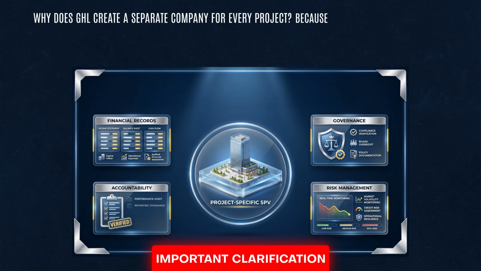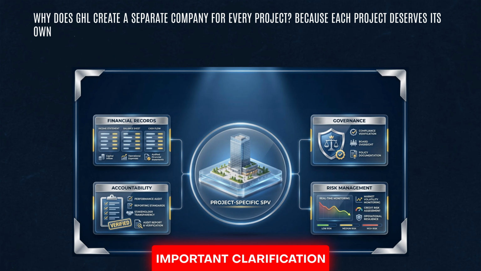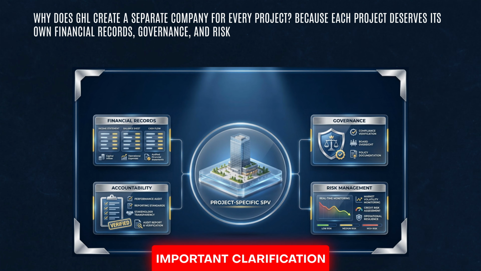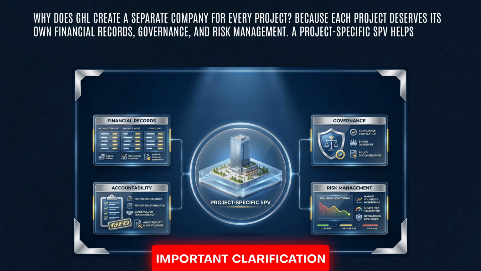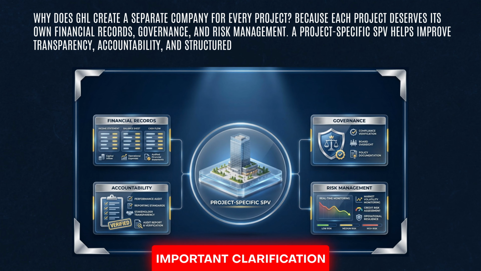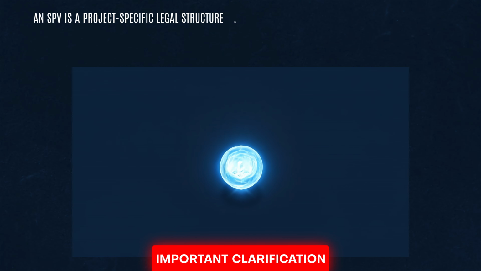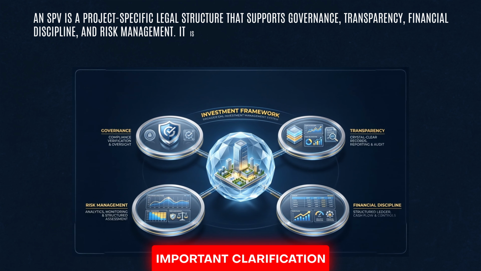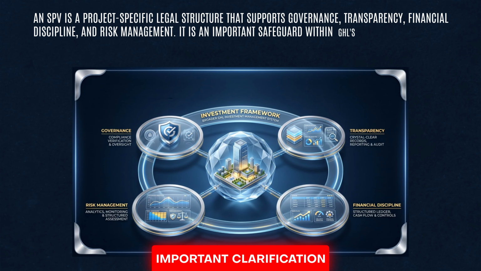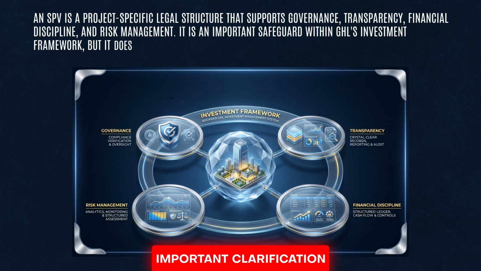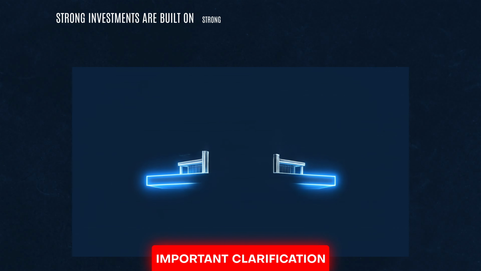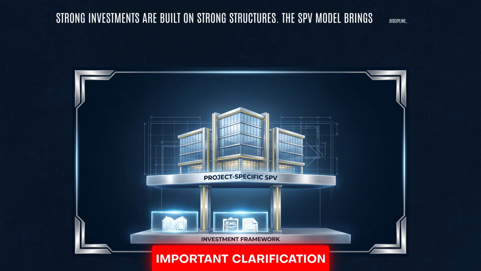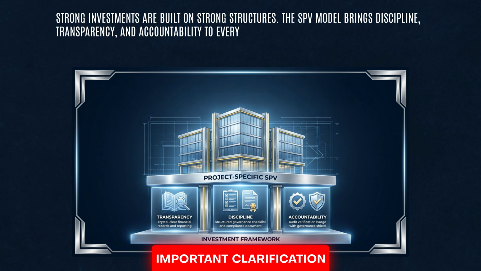Because each project deserves its own financial records, governance, and risk management. A project-specific SPV helps improve transparency, accountability, and structured investment management. An SPV is a project-specific legal structure that supports governance, transparency, financial discipline, and risk management. It is an important safeguard within GHL's investment framework, but it does not eliminate investment risk. Strong investments are built on strong structures. The SPV model brings discipline, transparency, and accountability to every project.